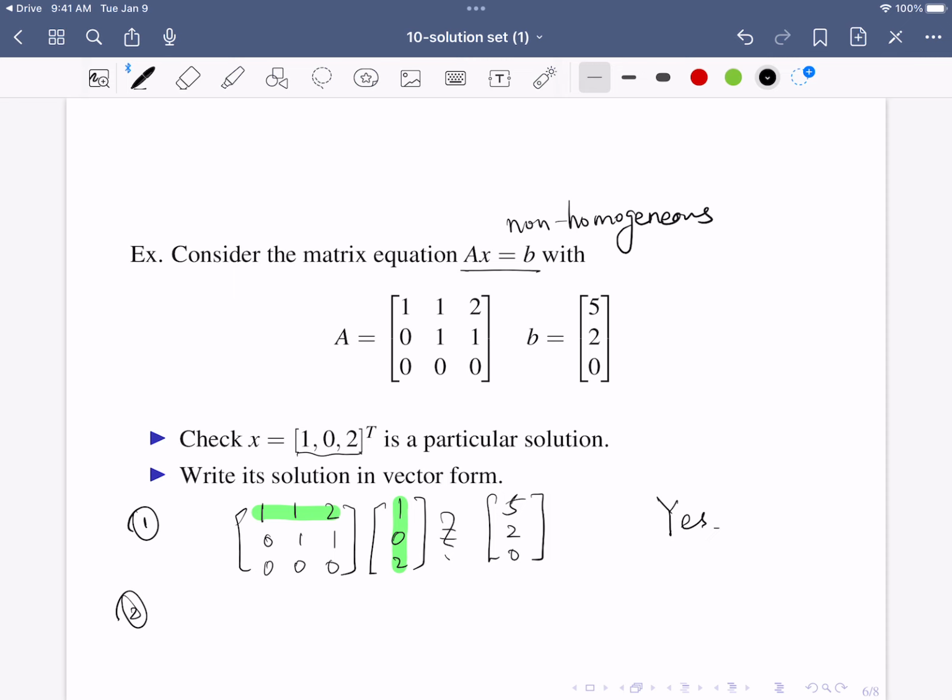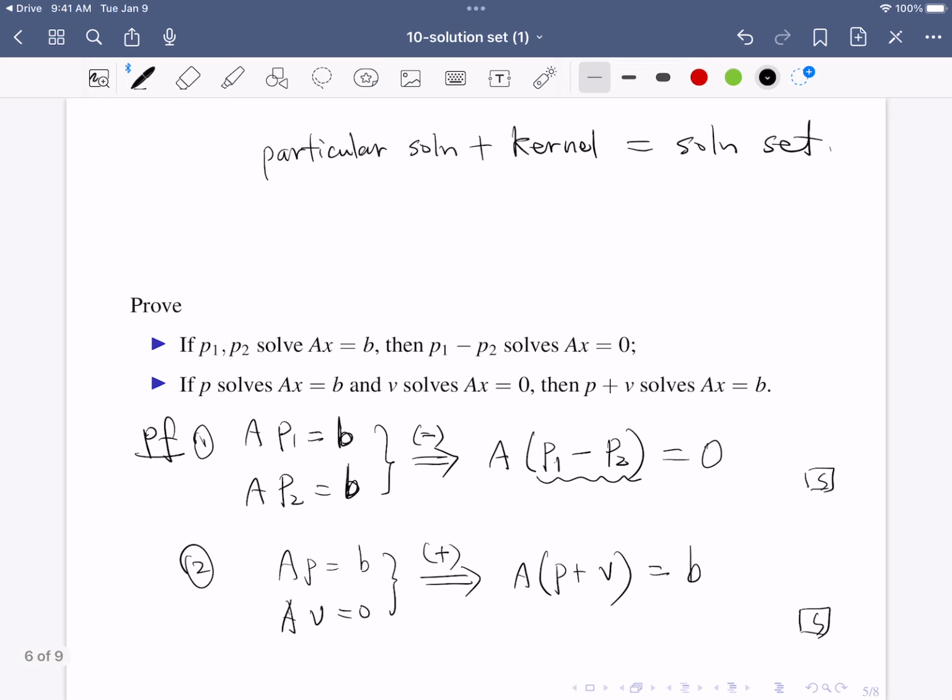Number 2. Write its solution set. Of course, we can solve the augmented matrix AB, get REF and find the solution set. This is one possibility, but now we are going to use the previous proposition we derived here. So the solution set is particular solution plus the kernel.